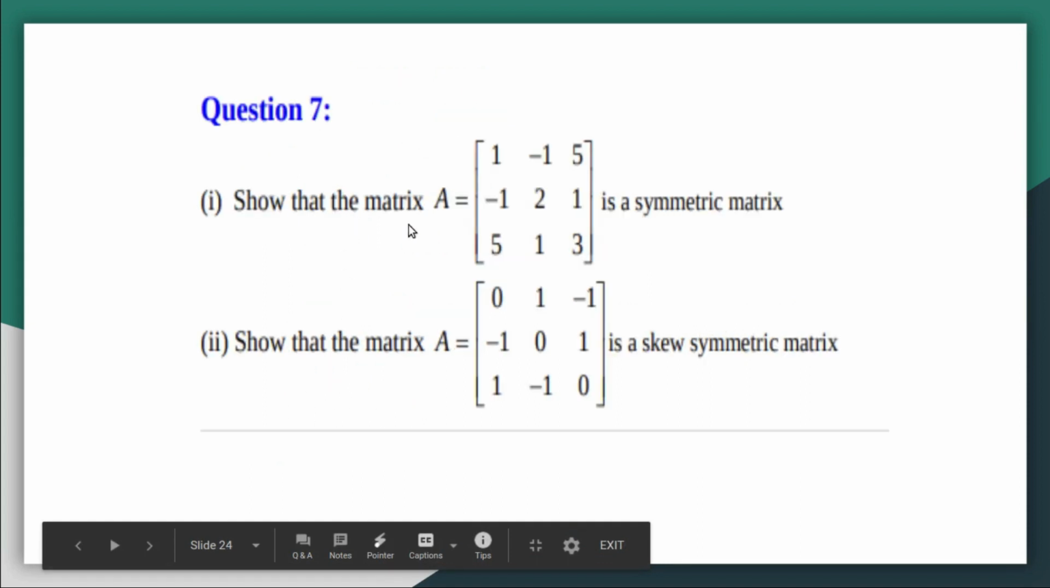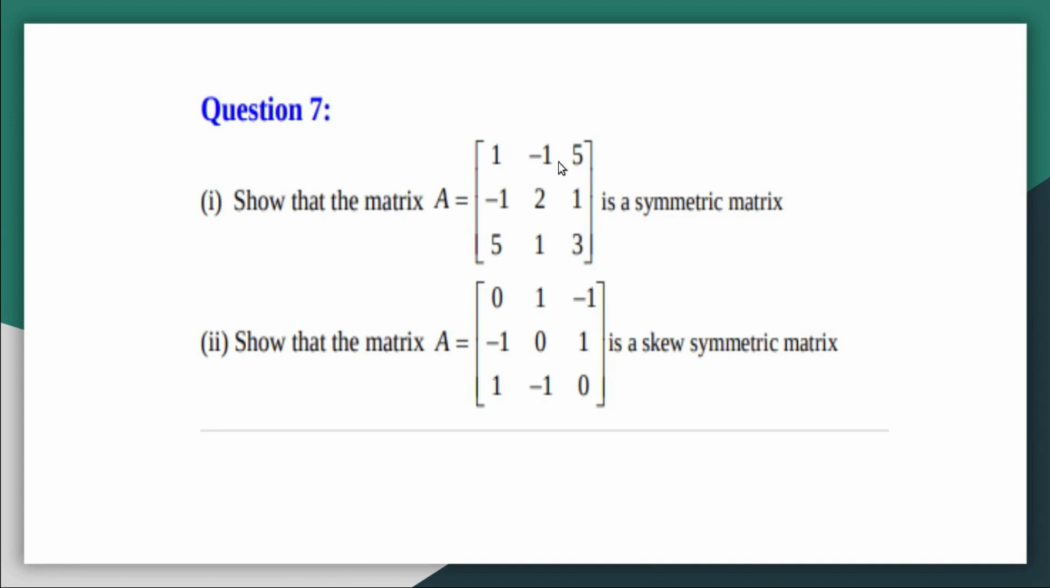Now A equals matrix 1 minus 1 5, minus 1 2 1, 5 1 3. We have to show that A is a symmetric matrix. A matrix is said to be symmetric if A transpose equals A. So we have to find A transpose. Now second one: show that the matrix A equals matrix 0 1 minus 1, minus 1 0 1, 1 minus 1 0 is a skew symmetric matrix. A matrix A is said to be skew symmetric if A transpose equals minus A.